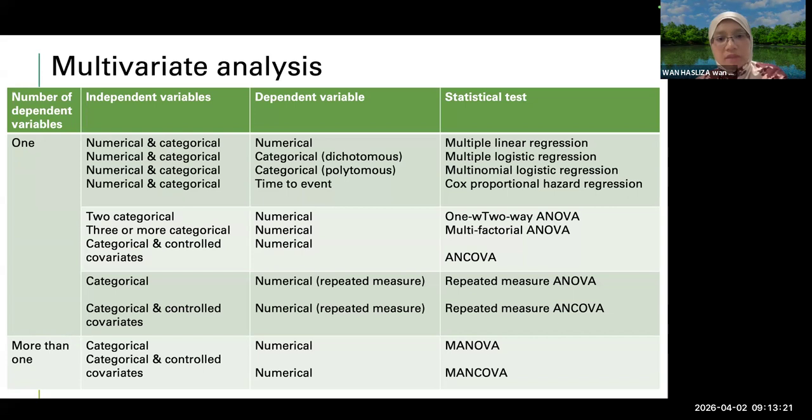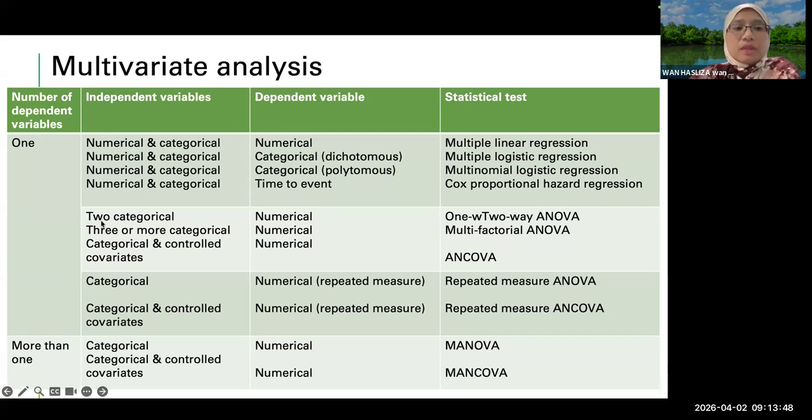So after diagnosis, the event you want to see is either they are still alive or dead. So time to event. You want to see how long they survive. So in this case, you have to use proportional hazard regression. Time to event is one of the survival analyses. You want to see the survival time.